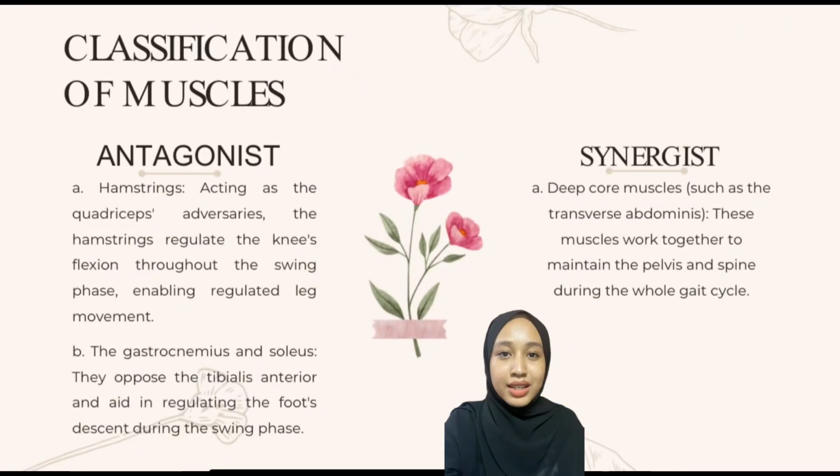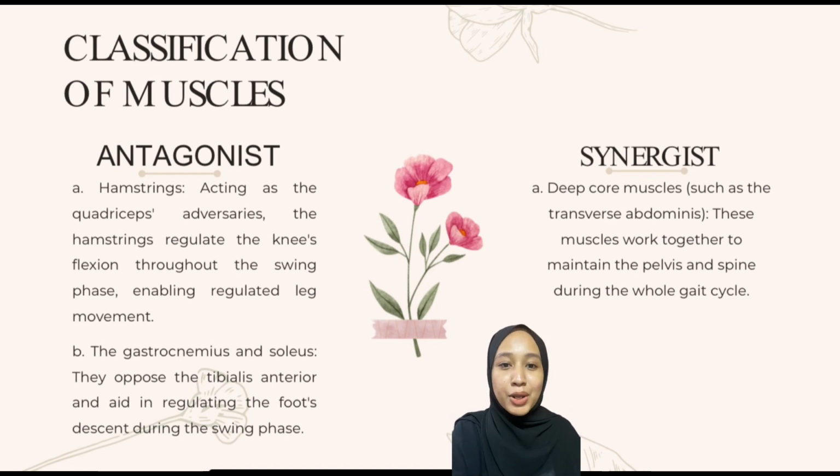The second classification of muscle is antagonist. The muscles known as antagonists work to counter the movement of the prime mover. They provide stability and manage the movement speed while also regulating and controlling movement. During walking, some muscles compete with the main mover. For instance, first, the hamstring, acting as the quadriceps' adversary. The hamstring regulates the knee's flexion throughout the swing pass, enabling regulated leg movement.